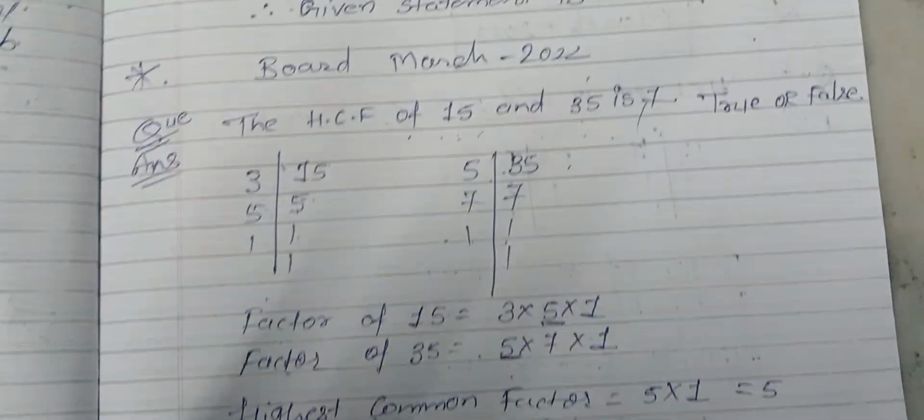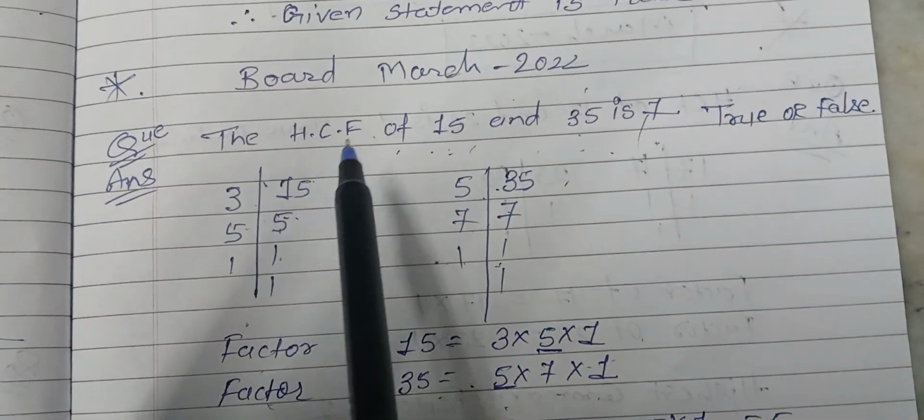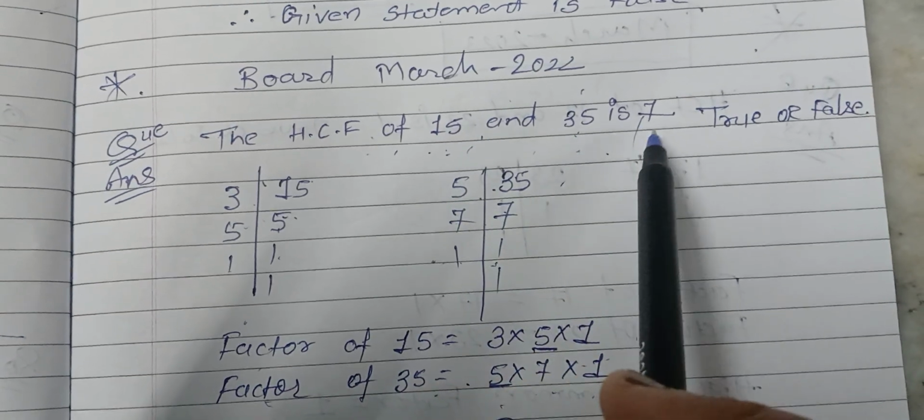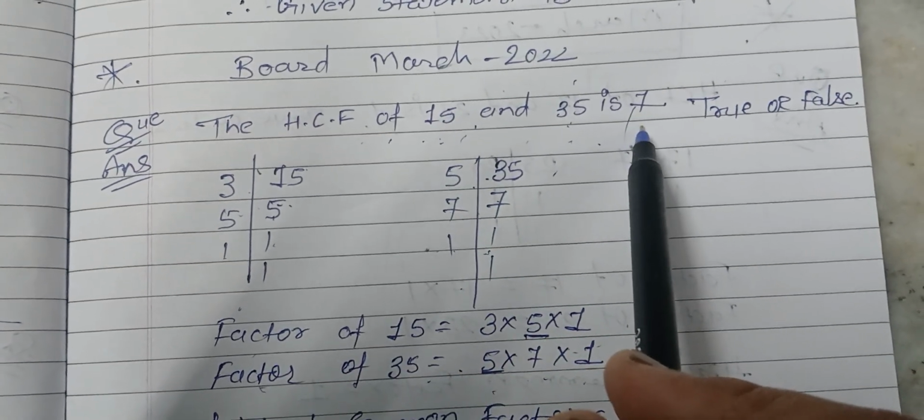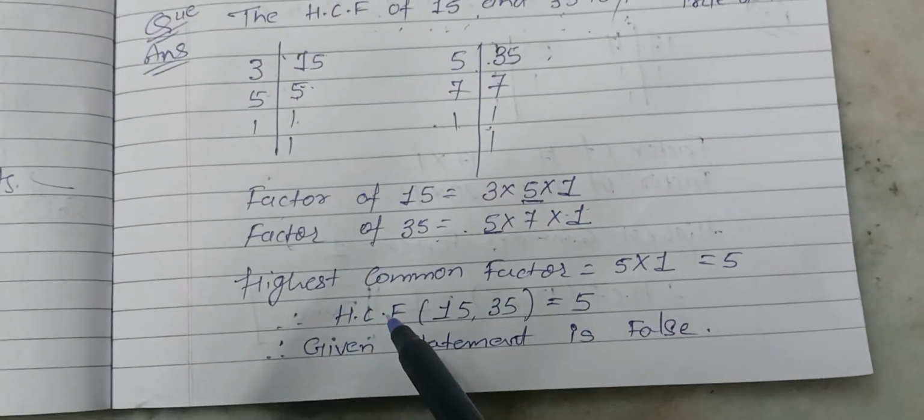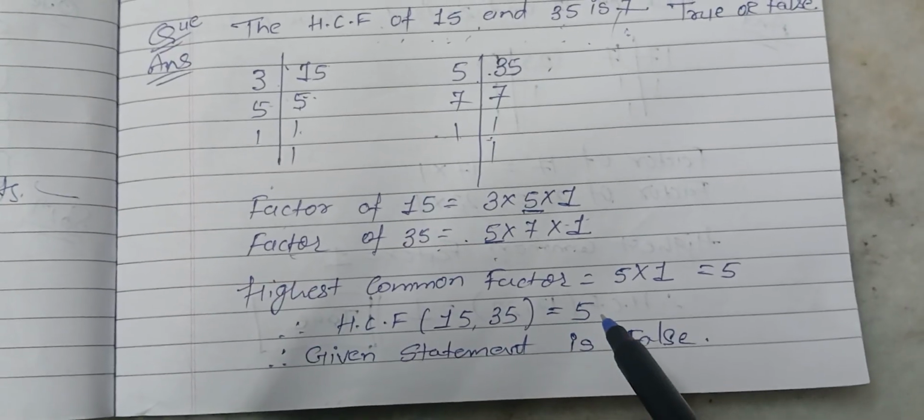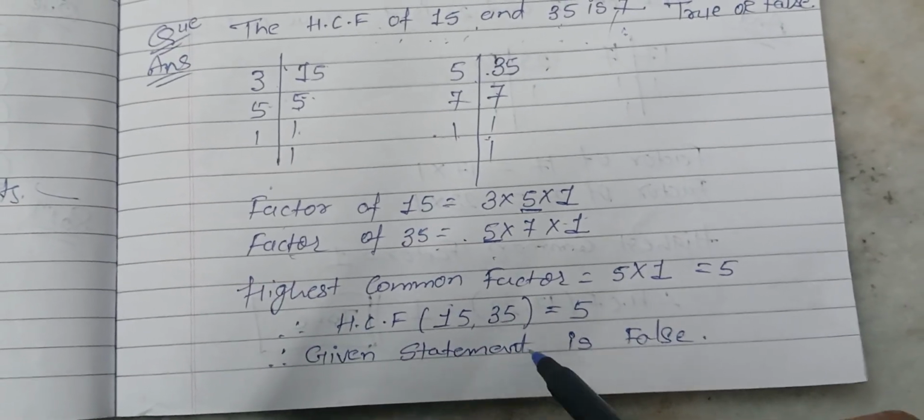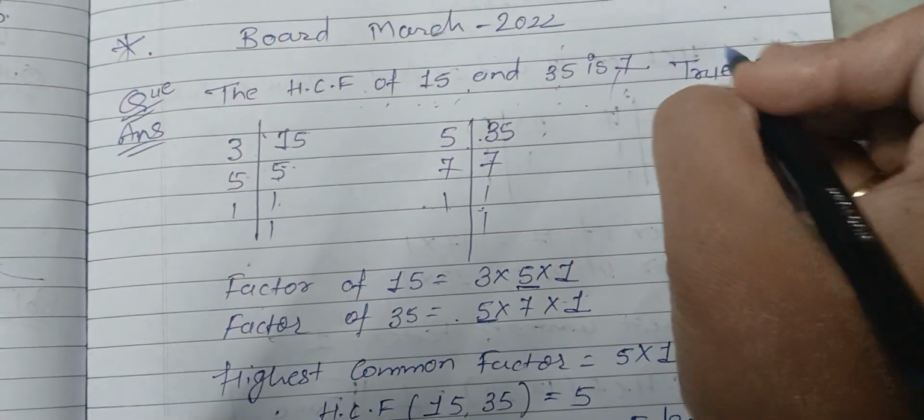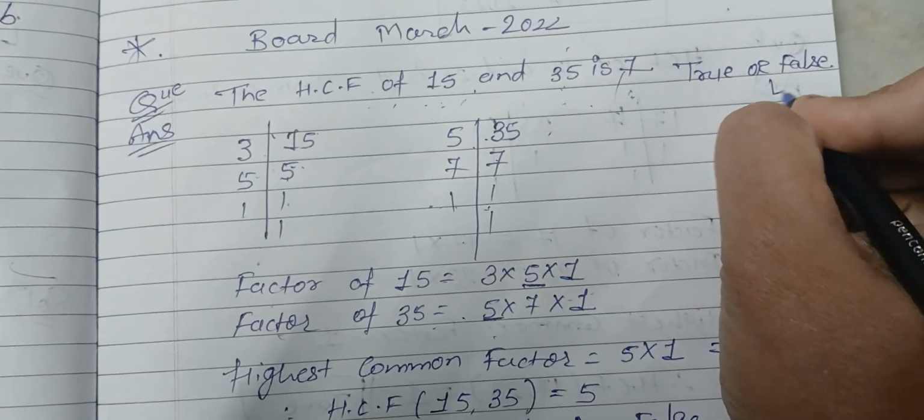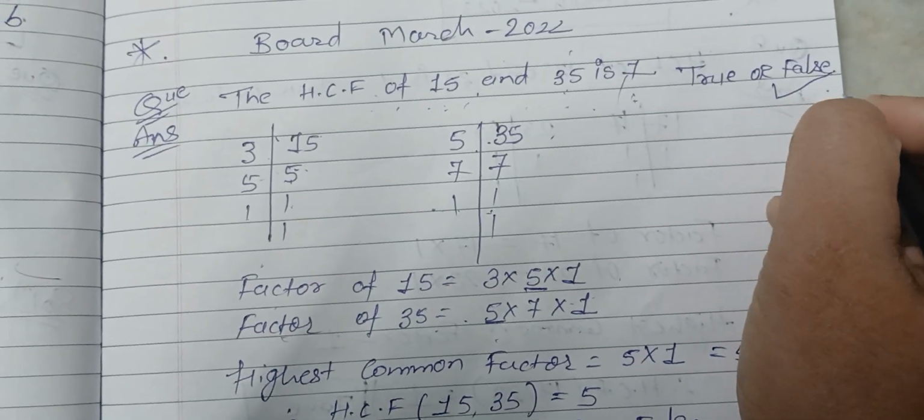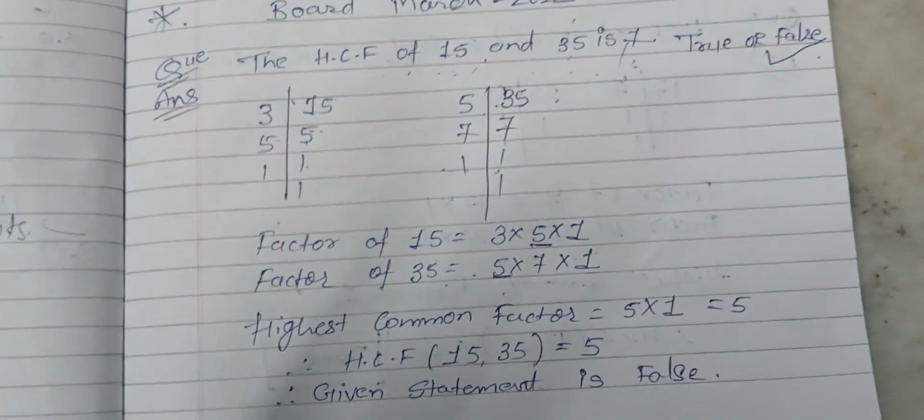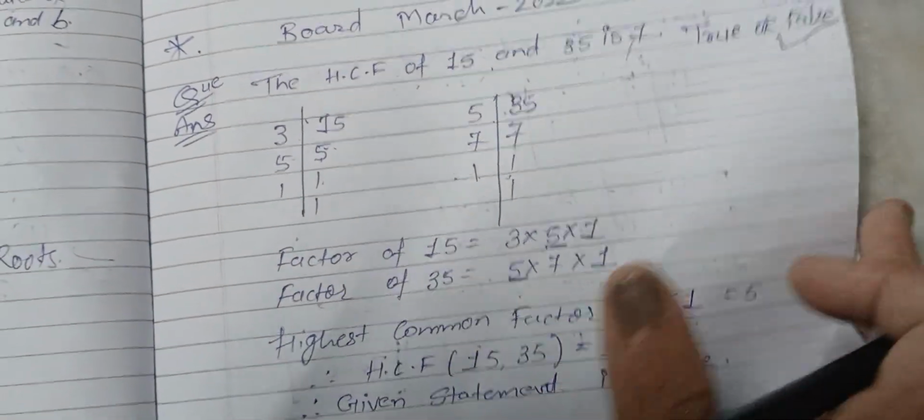And in the question, what was given to us? The HCF of 15 and 35 is 7. So this is contradicting what we finally got as the answer. Therefore, the given statement is false. So you can directly tick that this is a false statement. We will again see another 2-3 more examples which were asked in various board examinations.